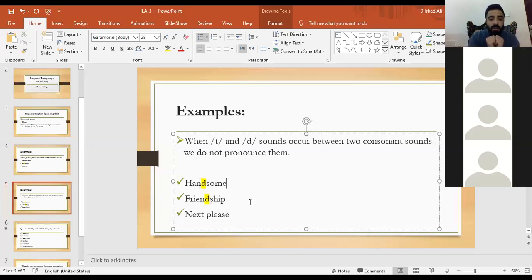And the last one. Next, please. You see, we are pronouncing the t sound at the end of "next." But if you want to apply this rule, you will say "nex please." You see, next, please, without the t sound. This helps you to sound more fluent or to speak faster.